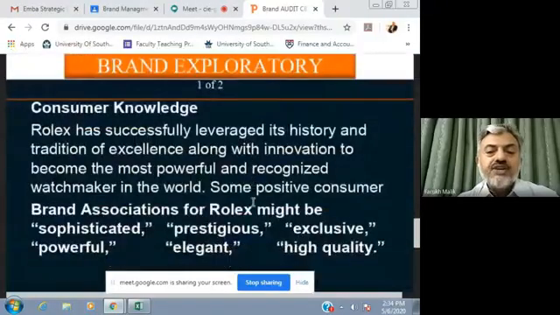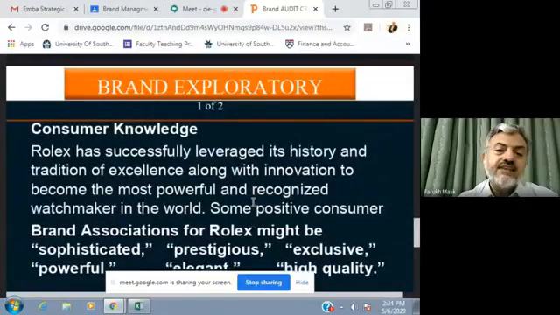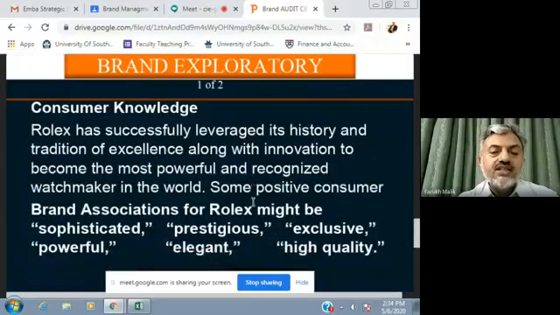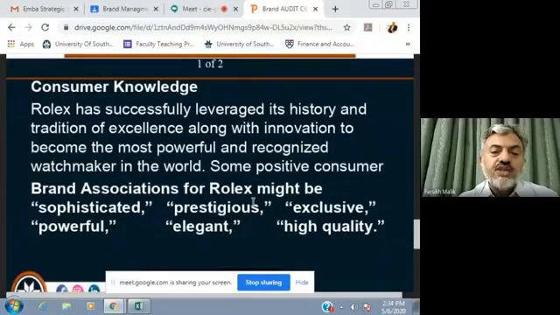Brand exploratory. Then the second phase is brand exploratory. After you are finished with brand inventory, you move into brand exploratory. And there you test the knowledge of your consumers, and you explore the brand associations that Rolex has, that people consider it as a sophisticated brand, as a powerful, prestigious, elegant, and exclusive high quality watch, right?